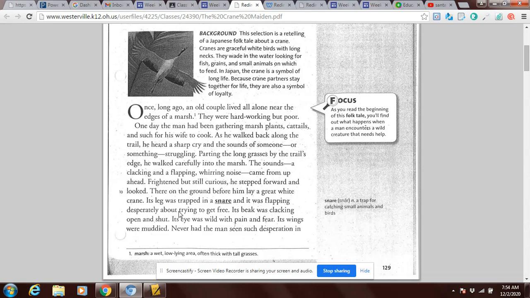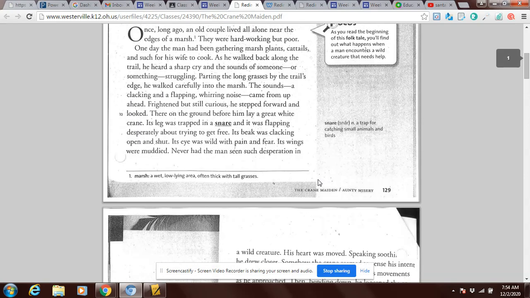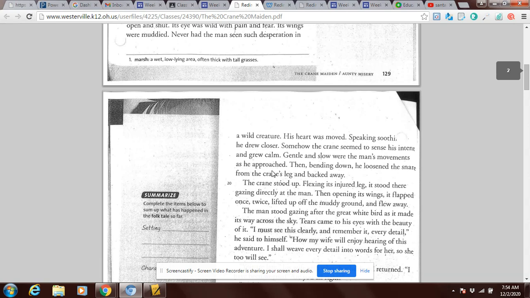And it was flapping desperately about trying to get free. Its beak was clacking open and shut. Its eyes were wild with pain and fear. Its wings were muddied. Never had the man seen such desperation in a wild creature. His heart was moved. Speaking soothingly, he drew closer. Somehow the crane seemed to sense his intent and grew calm. Gentle and slow were the man's movements as he approached. Then, bending down, he loosened the snare from the crane's leg and backed away.